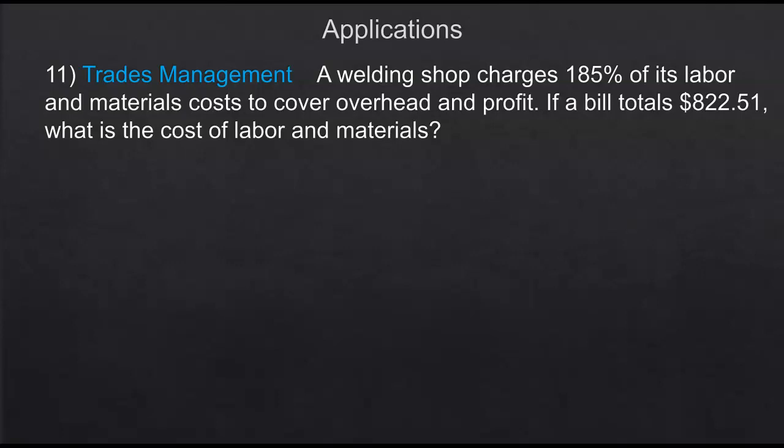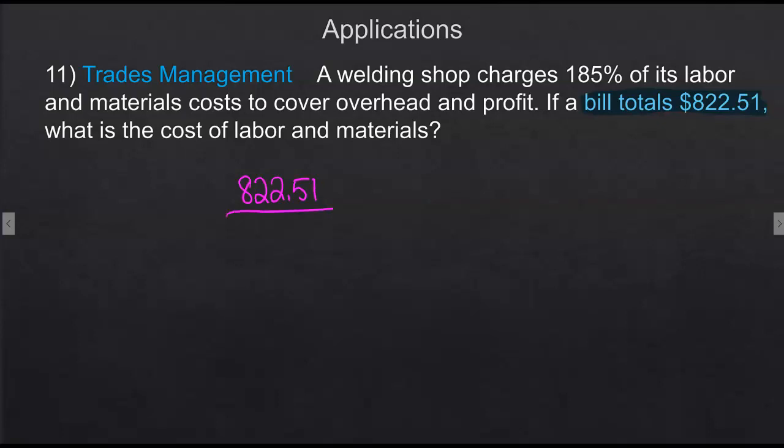The total bill is $822.51. So that means that the cost of labor and materials is going to be less than this number. So if you set it up incorrectly and your number is larger than this, then you know that's what happened. So this is our "is" this time.